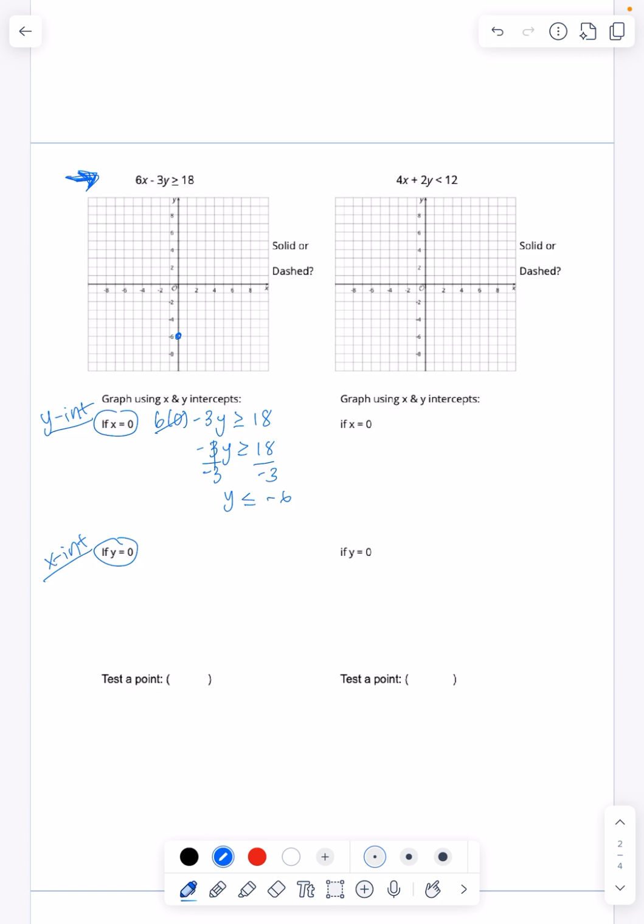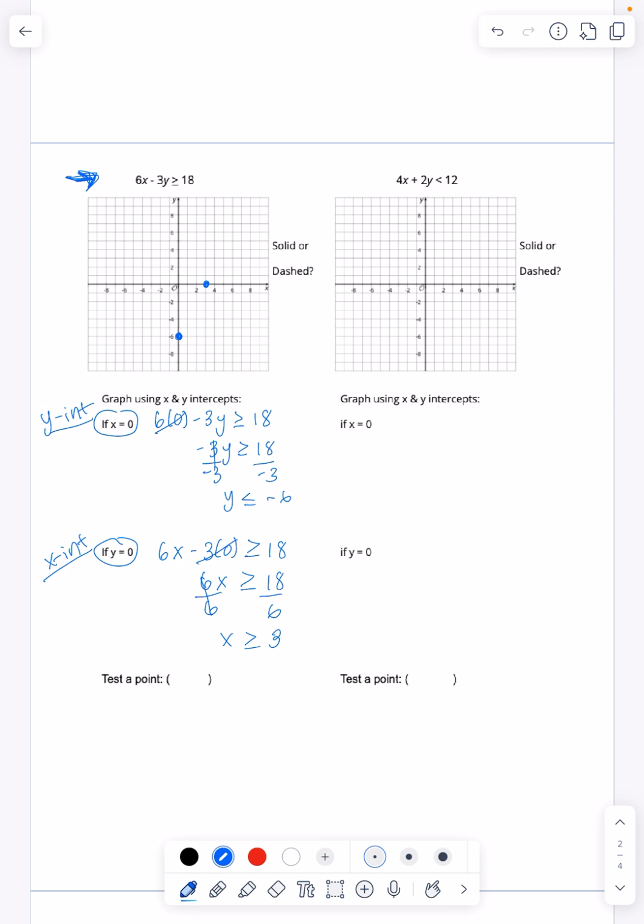So that's down here. So I found my first point, my y-intercept. But now I've got to find the x-intercept. Where is it intersecting the x-axis? So I figure that out by setting y equal to 0. So I get 6x minus 3 times 0 is greater than or equal to 18. This just becomes 0. So I have 6x is greater than or equal to 18. Divide by 6 on both sides, and we get that x is greater than or equal to 3 in this case. So the value of x where it's intersecting the x-axis is positive 3.